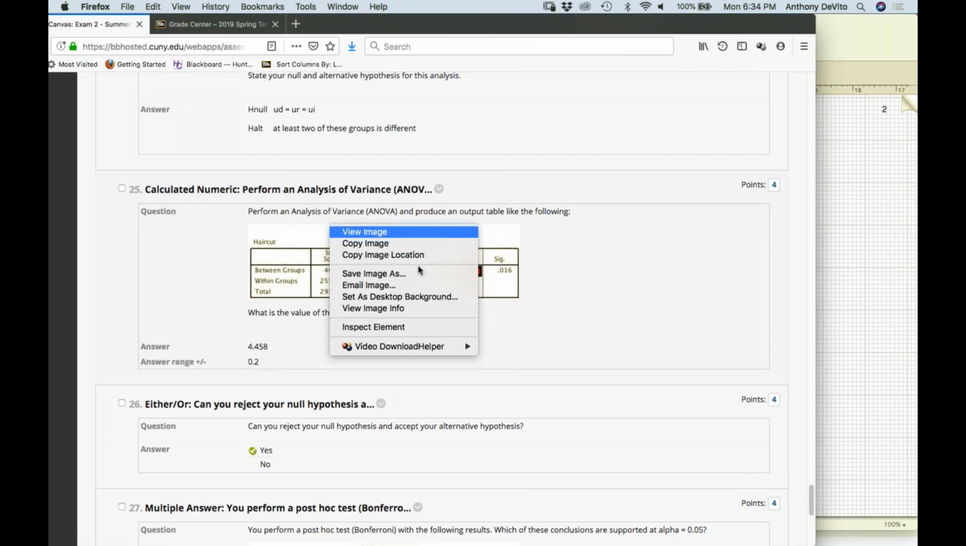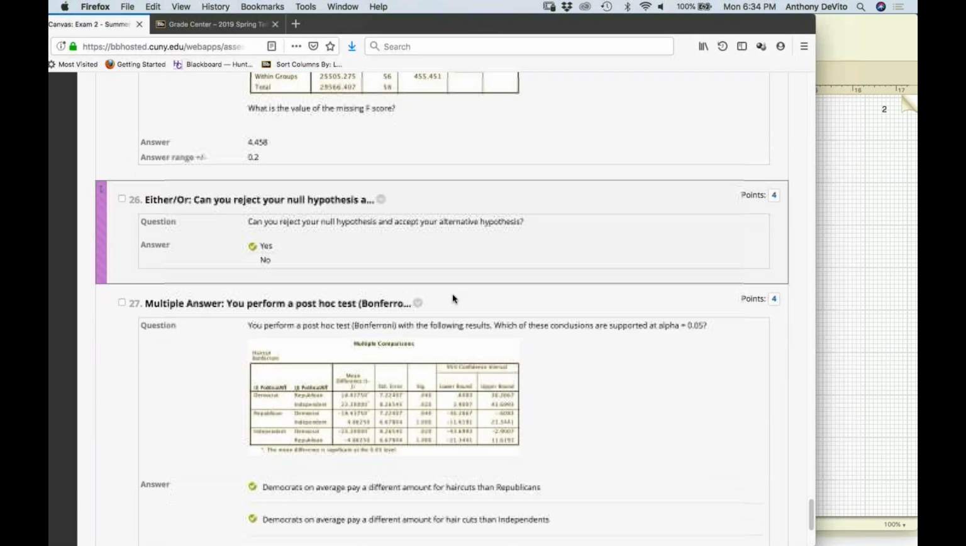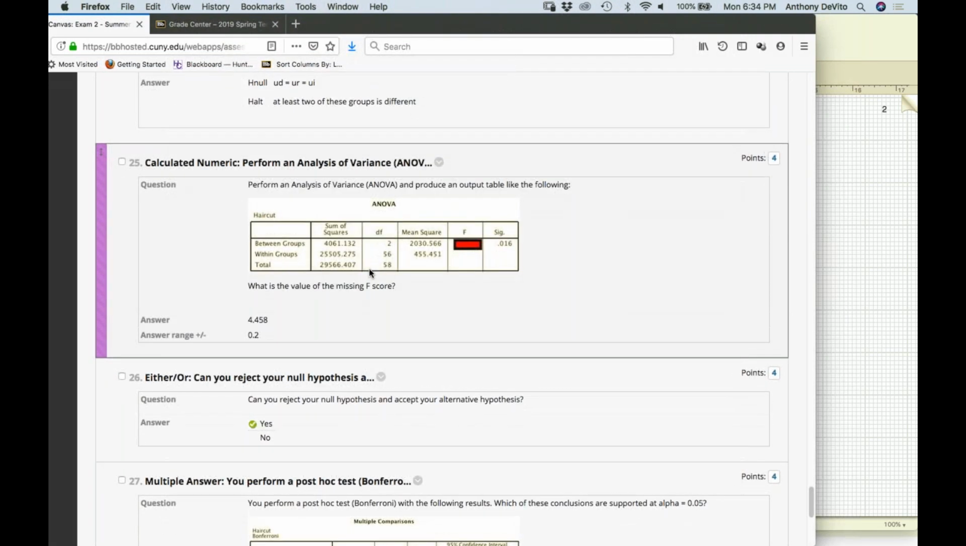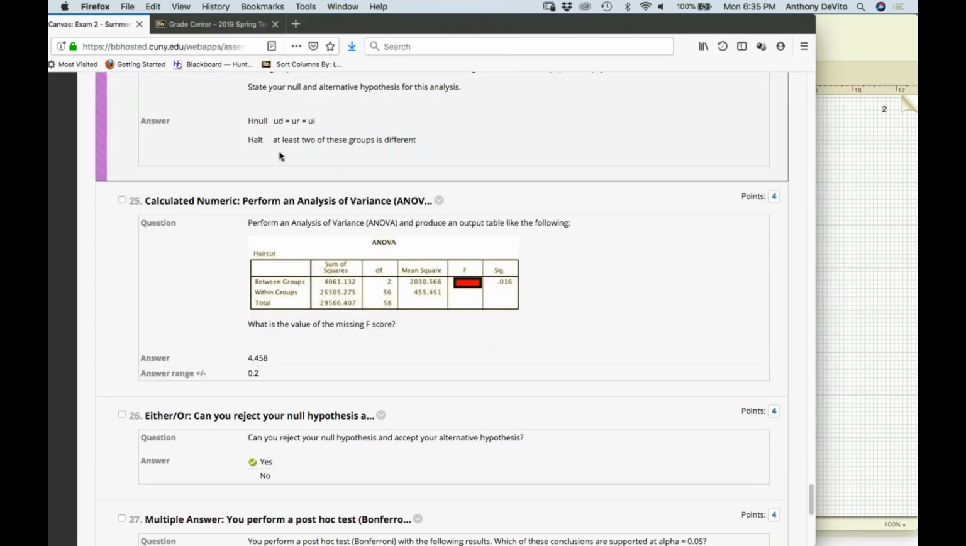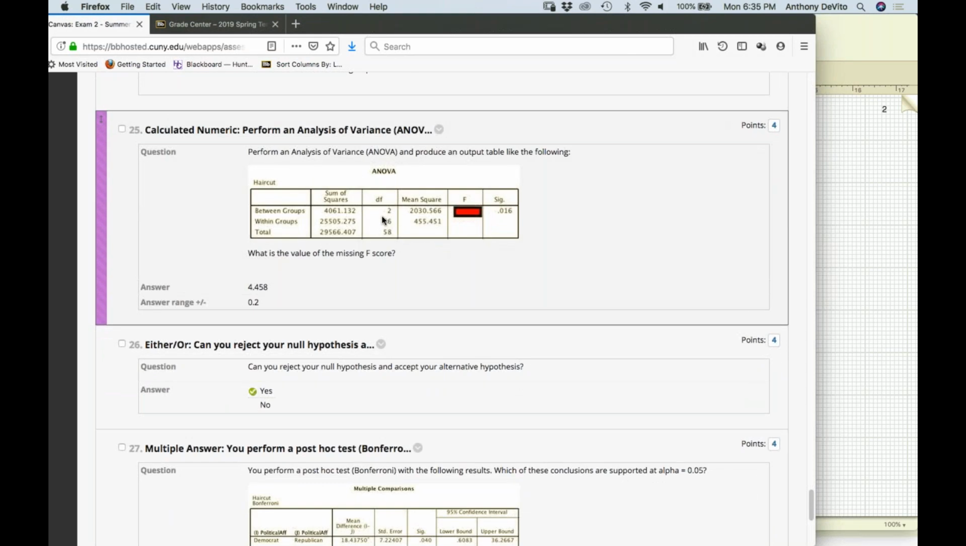Okay, so we do the analysis of variance, and I didn't give you the data set, so I gave you the output. The analysis of variance comes out to this, right? This is our table for analysis of variance. And we have to fill in what is the F value here. Well, first of all, one thing we see right away, the significance is less than 0.05. So we know we can reject the null hypothesis and say at least 2 of these groups is different, right?